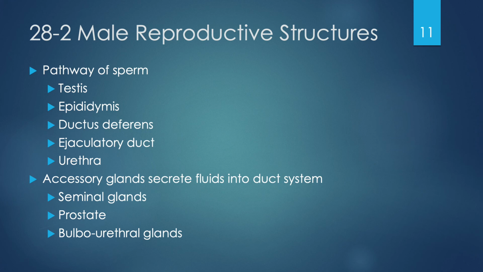Now, there are accessory glands that are going to secrete fluids into this duct system to support the sperm as it goes through the whole process of maturing and also so that it can be expelled. So there are seminal glands, the prostate gland, and also the bulbourethral glands, which all play an important role in helping sperm through the passage.